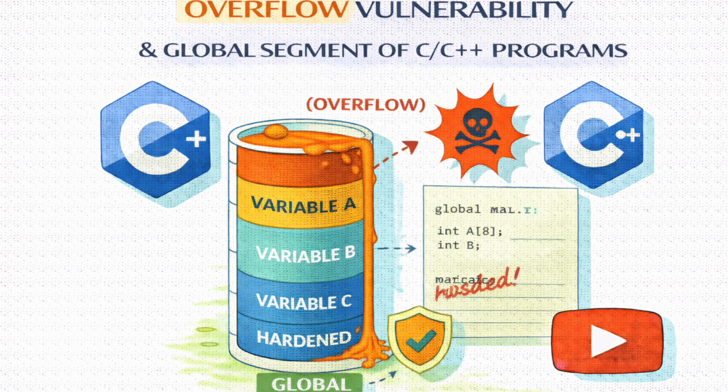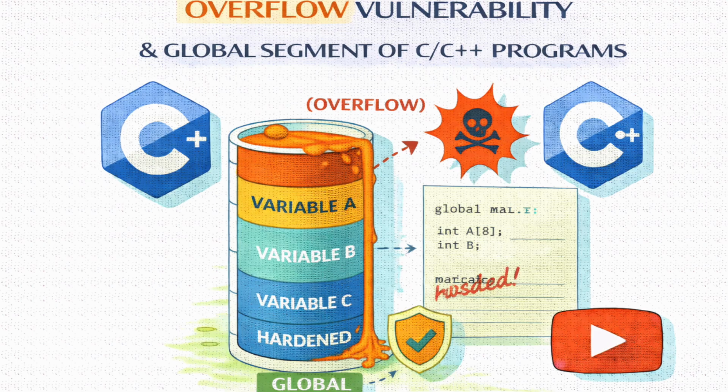That's the trifecta. For the developers listening, the takeaway is pretty obvious. Don't use strcpy. Please, use strncpy, check your bounds, and just avoid globals if you can. It's not just about clean code. It's about reducing your attack surface.